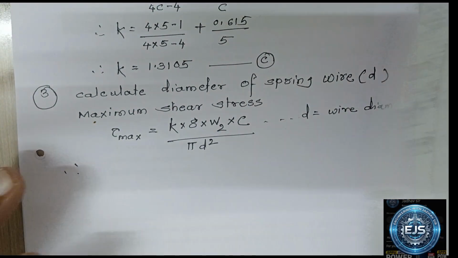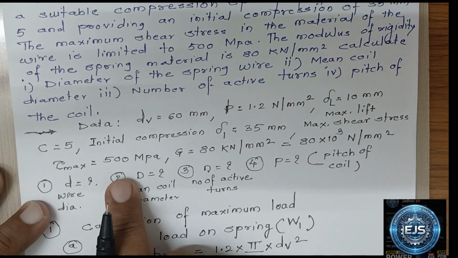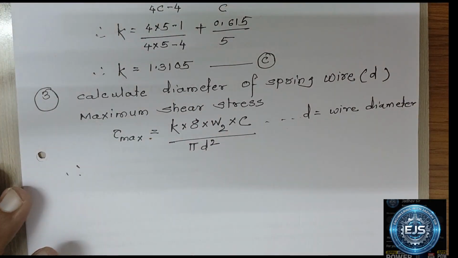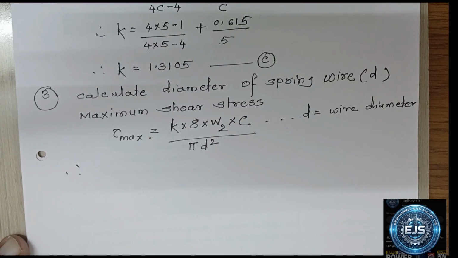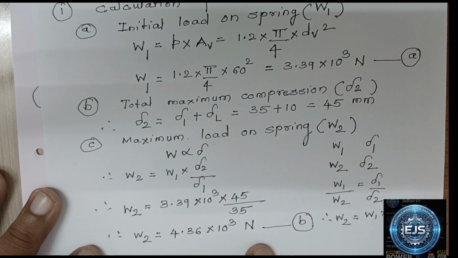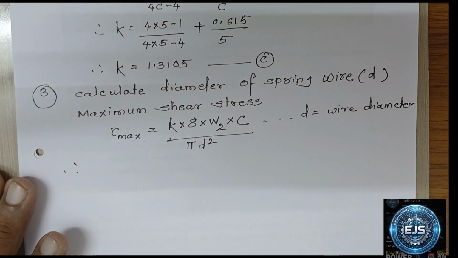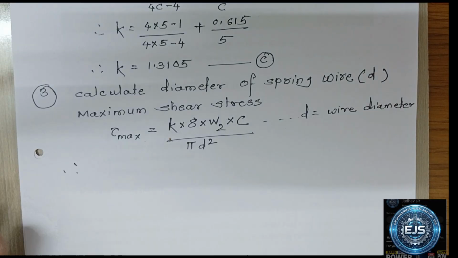Maximum shear stress दिया है प्रॉब्लम में. Maximum shear stress is 500 megapascal. Right? K वैल्यू हमने फाइंड आउट किया 1.3105. W2 हमने कैलकुलेट किया था, ये वैल्यू 4.36 into 10⁻3. C स्प्रिंग इंडेक्स है 5, तो वायर डायमीटर हमें कैलकुलेट करना.